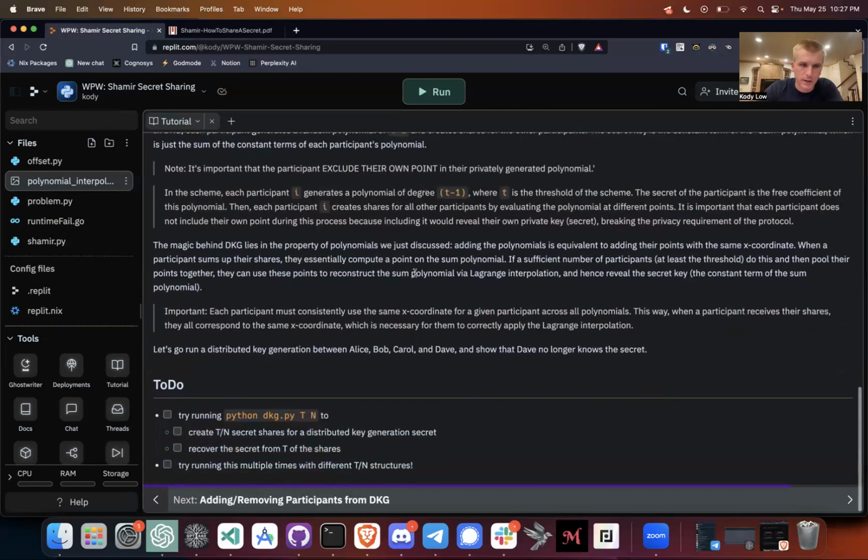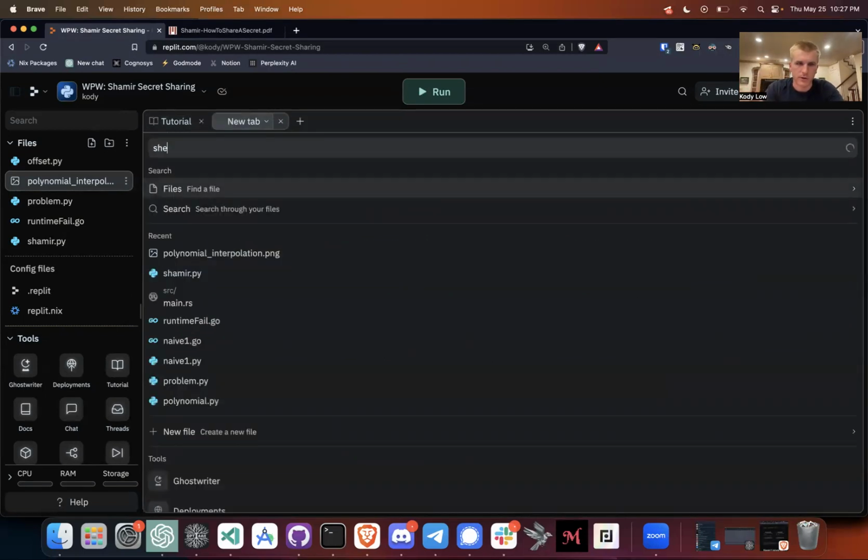It's pretty cool. So each participant has to use the same x coordinate across polynomials, right? So if I'm at x equals 150,000 or whatever, I have to be at x equals 150,000 for all of the points that I'm given when I do the polynomial addition, right? That's just another point. So let's run this and see what it looks like.